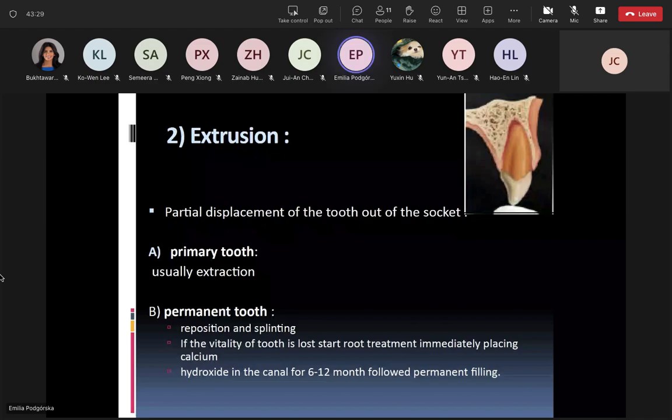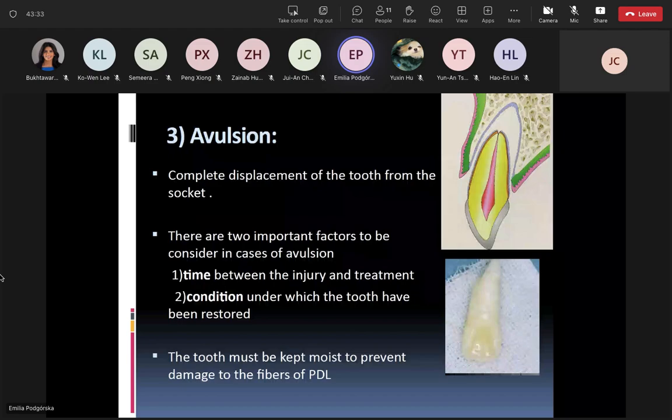Avulsion is complete displacement of the tooth from the socket. There are two important factors to be considered in case of avulsion: time between the injury and treatment, and conditions under which the tooth has been disturbed. The tooth must be kept moist to prevent damage to the fibers of the periodontal ligament.